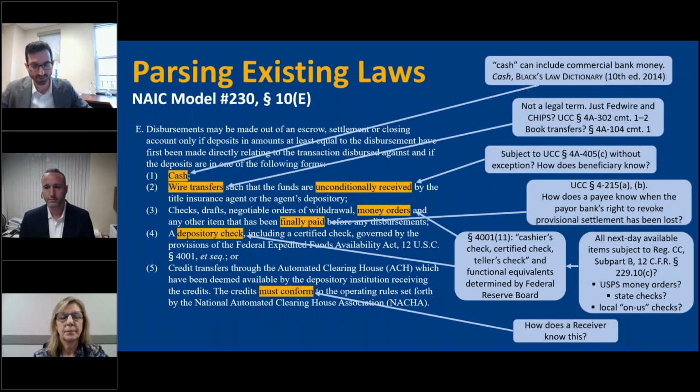This is another example of some of the difficulties we had in construing existing state good funds laws. The NAIC Model Title Insurance Agent Act is the only other good funds model that we found out there to exist. But as you can see here, this model act also has some ambiguities, but also it contains conditions, for example, that no title agent would really be able to determine. How are you supposed to know if a check is finally paid, or that a wire is unconditionally received, or that an ACH conformed to the NACHA rules?